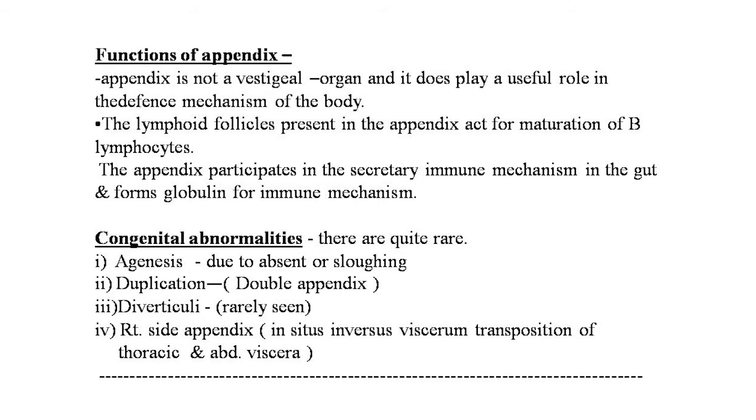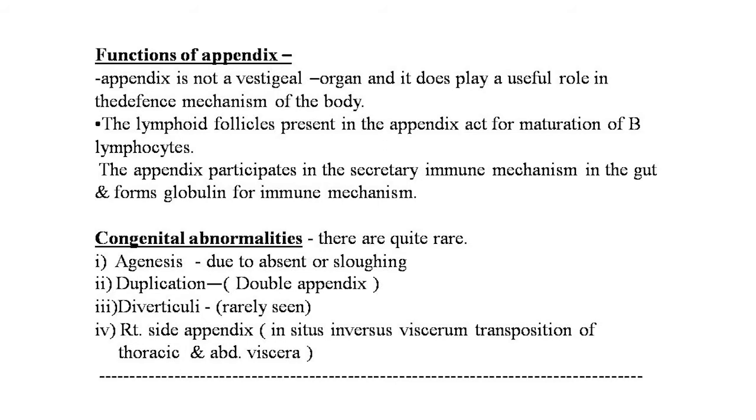Now the next point is the congenital abnormalities of the appendix. There are quite rare chances of these congenital abnormalities. First is agenesis, due to absence or sloughing. Duplication, where a double appendix is there. Diverticuli, rarely seen. Right-sided appendix in situs inversus.